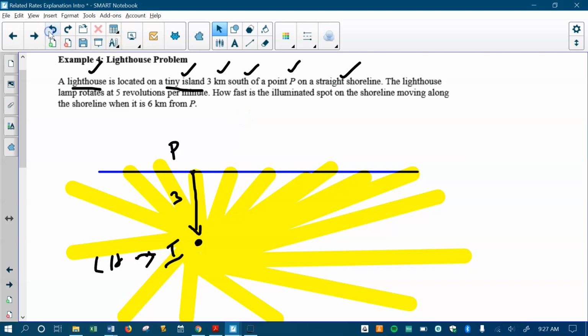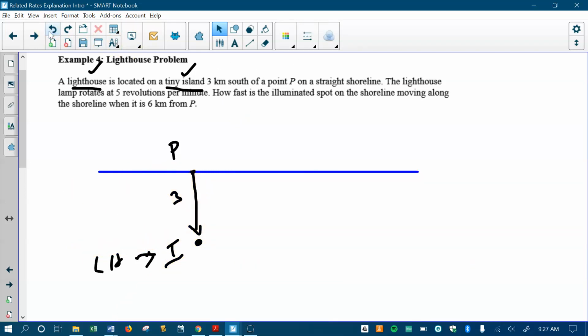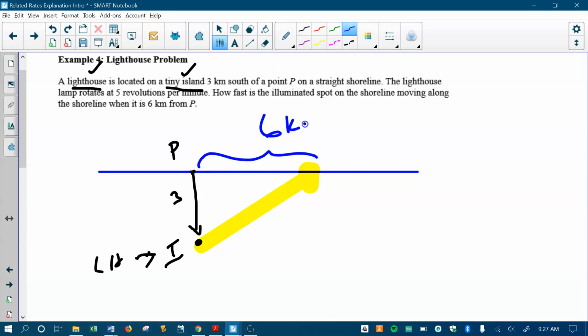All right, so let's back up here. I think I got it now. And you're thinking, I have no idea what he's talking about. That's fine. How fast is the lighthouse? There's some spot right here that is going to be 6 kilometers away from P. That's what that means. How fast is the illuminated spot on the shoreline moving? So here's the lighthouse, and it's illuminating a spot on the shoreline when the spot is 6 kilometers from P. So that's what that sentence means.